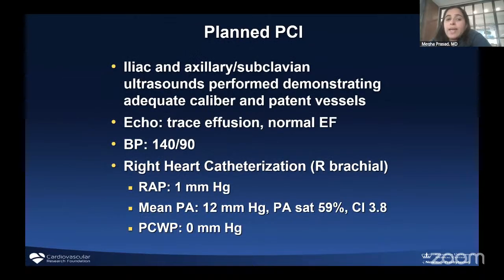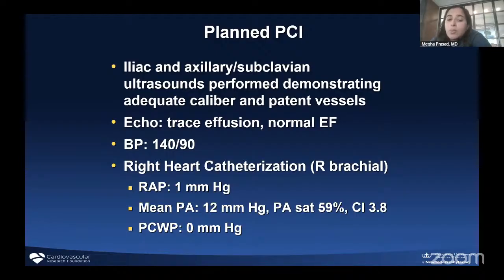To plan the PCI, we knew that he had poor access in the setting of poor pulses, but we did perform iliac and axillary subclavian ultrasounds, which showed adequate caliber and patent vessels, to the point where we did think we could place support if we needed it. But after multiple echoes and after the pericardiocentesis had been performed, his blood pressure had ranged in the 130s to 160s, and we decided to bring him down to the cath lab and started with the right heart cath to decide whether or not the patient needed support. We did a right brachial access, in case he needed more optimization, so we weren't accessing the groins yet and putting in any support yet.